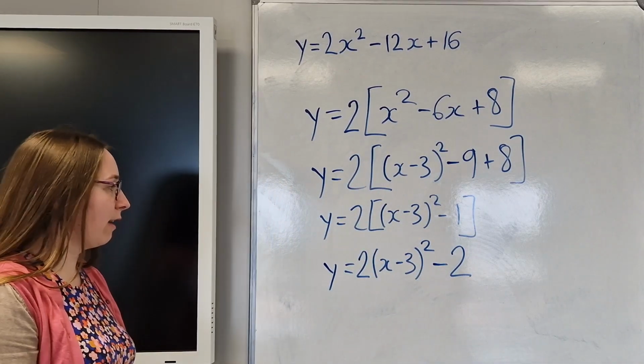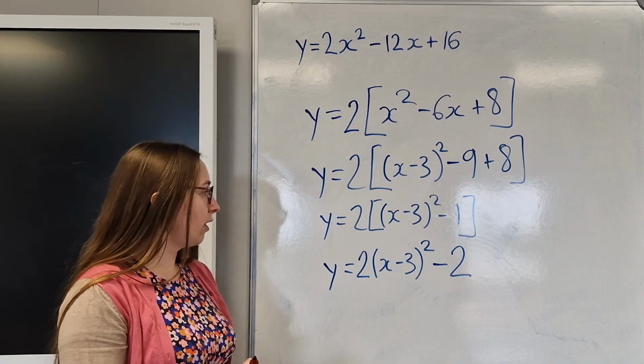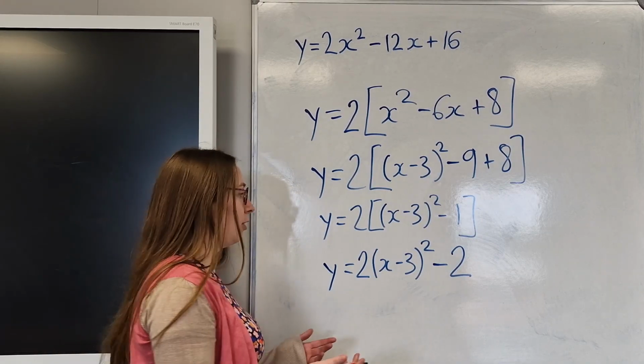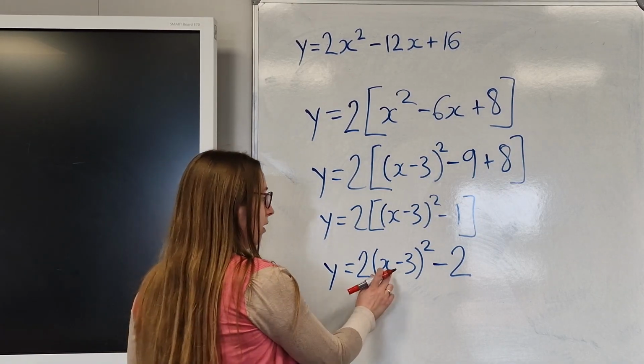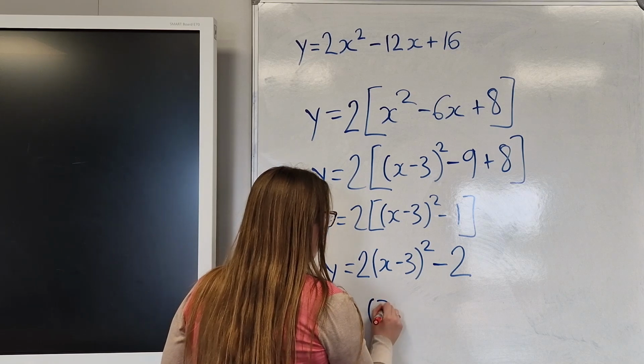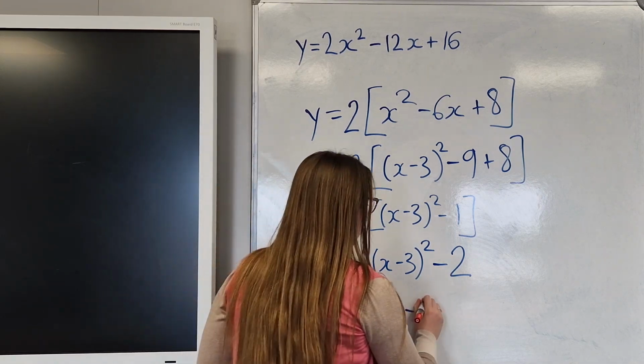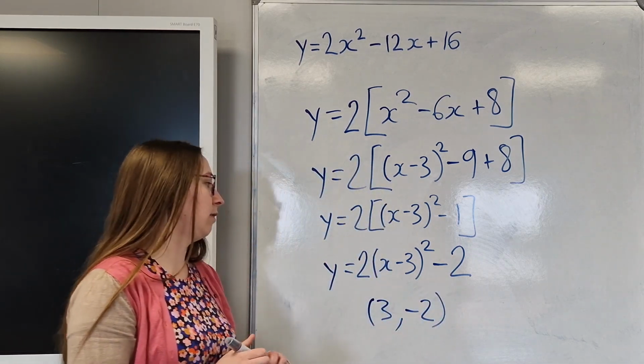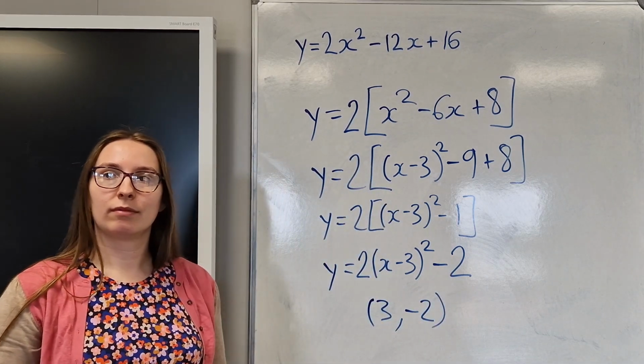Okay, and now we have to read the turning point from here. So the turning point, we're going to have our x coordinate, our y coordinate. So our x coordinate is going to be 3 and our y coordinate is going to be minus 2.